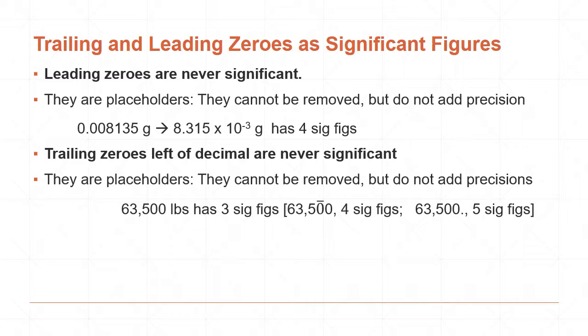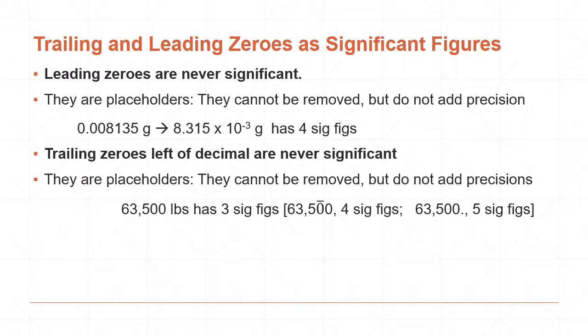Now there will be some cases where your zeros that are left of the decimal will be significant, and in those cases you'll have to tell the reader that. There's a couple of ways to do that. So let's say, for example, that I have information that's accurate to tens of pounds, and I want to tell the reader that this particular digit is significant. The way I can do that is to put a bar above that 0, and now this would be 4 significant figures, the 6, 3, the 5, and this 0, which is marked as significant.